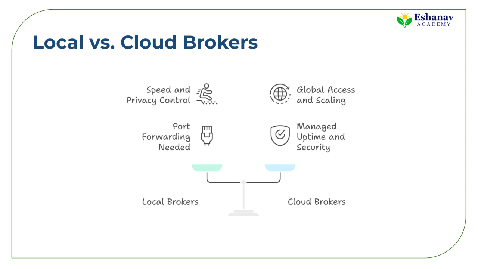I often spin up Mosquitto on a Raspberry Pi for in-house testing because it's quick, private, and under my control. But here's the catch. Once you need remote access, you're juggling port forwarding, firewalls, and VPNs, and that quickly becomes messy. Cloud brokers like HiveMQ or Adafruit IO solve that by handling security, uptime, and accessibility for you, but at the cost of dependency on an external service. So the trade-off is simple. Local means control and speed, cloud means scale and reach. The trick is knowing which side of that balance your project actually needs.